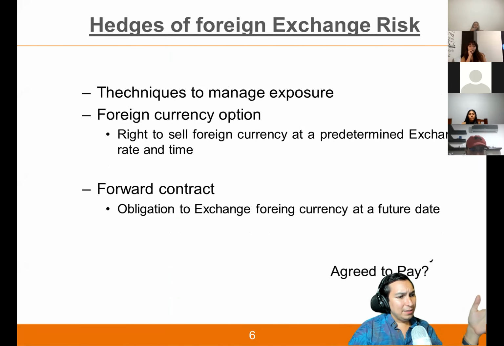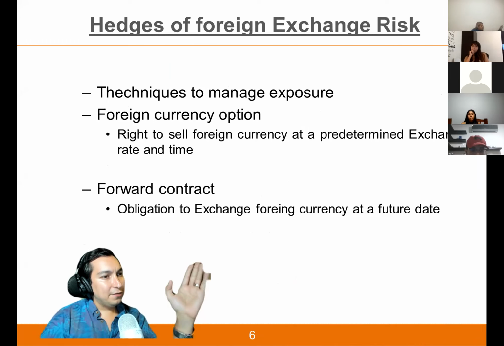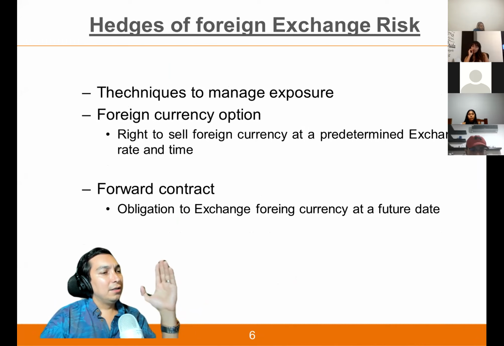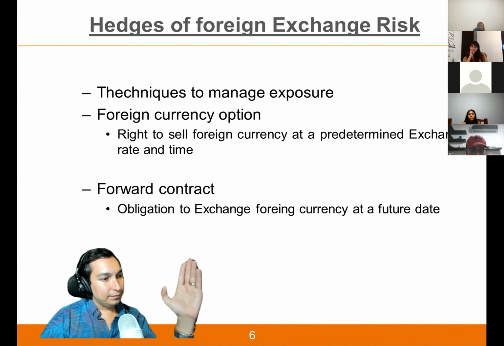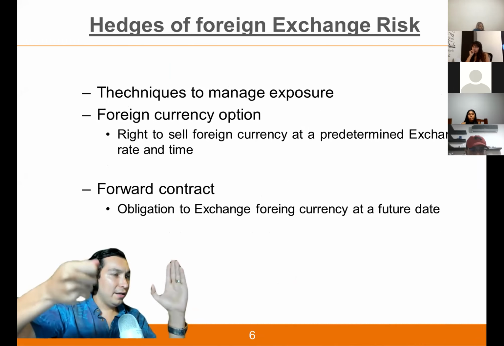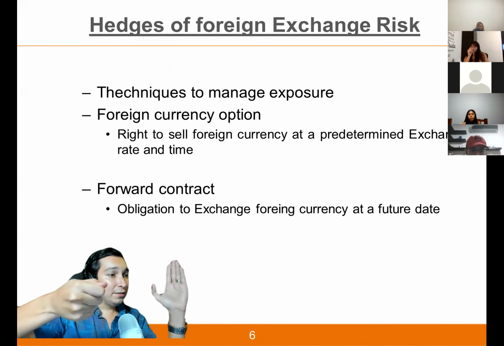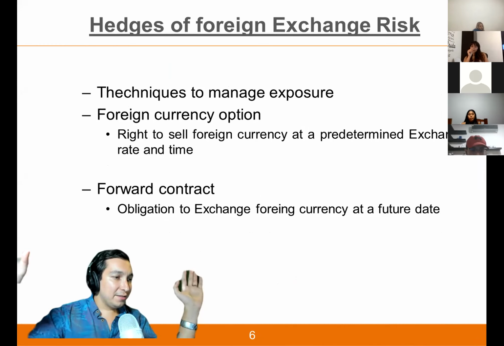We were just missing the hedge fund and I don't want to explain them. The options, well, I will explain them, but the options grant you the right to sell the foreign currency at a predetermined exchange rate at a time. Right, the right to sell. That means that if you win, you exercise the contract. If you don't win, you don't exercise it.